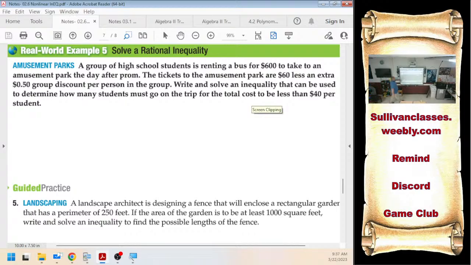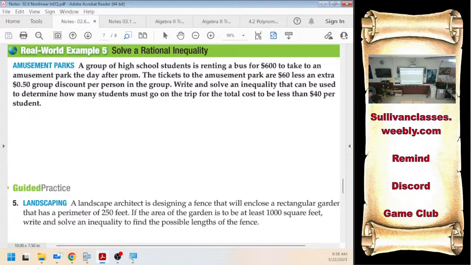All right. So y'all can solve rational equations. Y'all can solve rational inequalities. Can you make one? Okay, words are hard, right? A group of high school students is renting a bus for $600 to take to an amusement park the day after prom. A lot of throwing up.